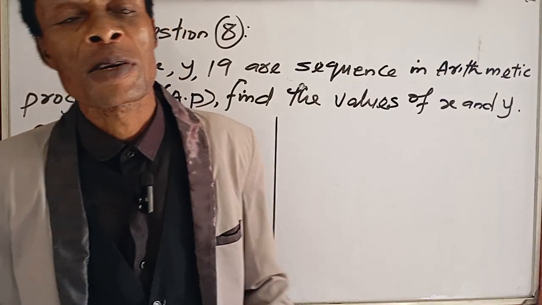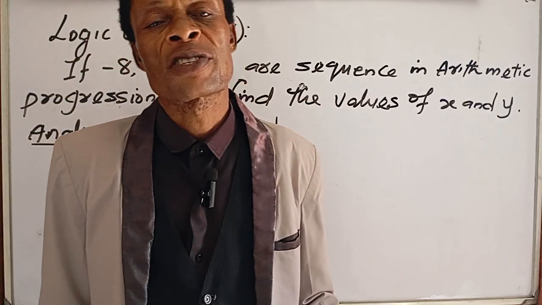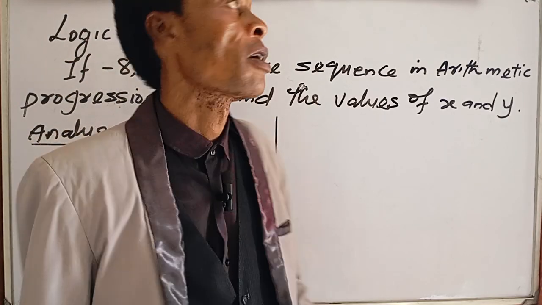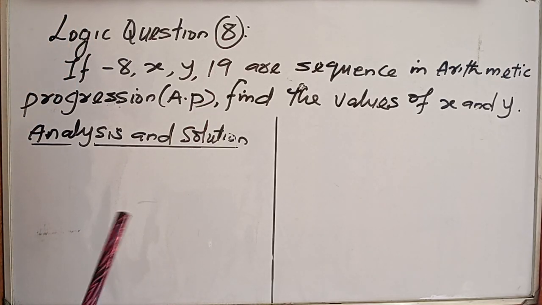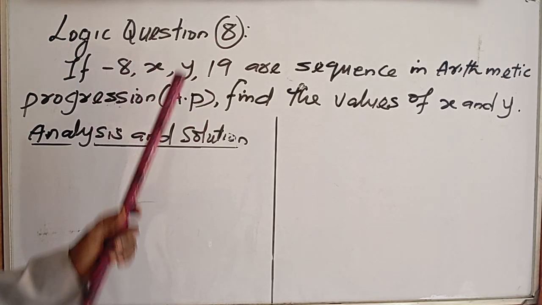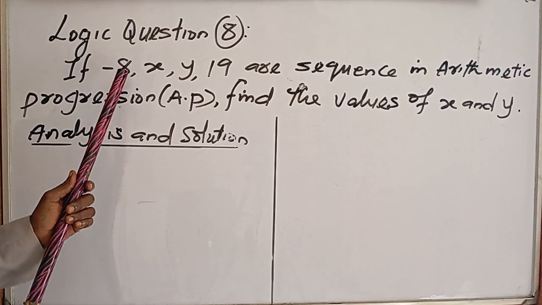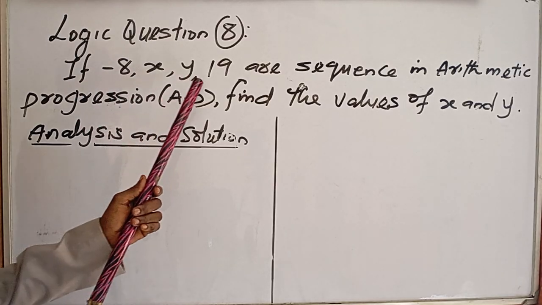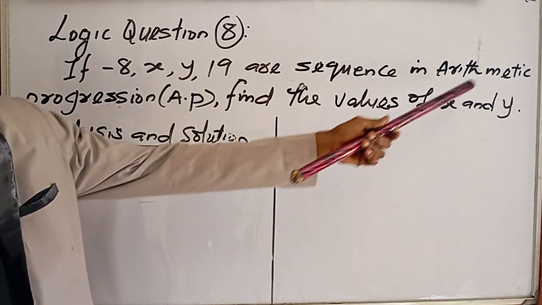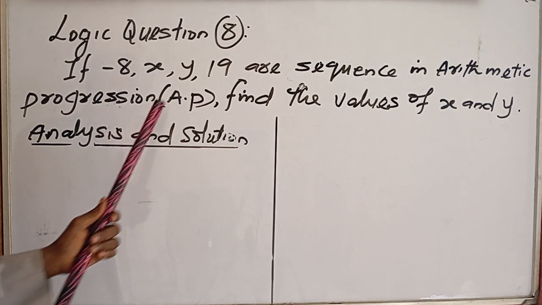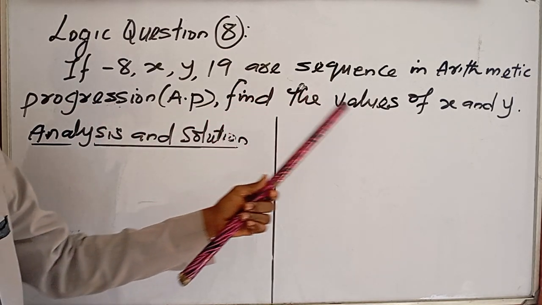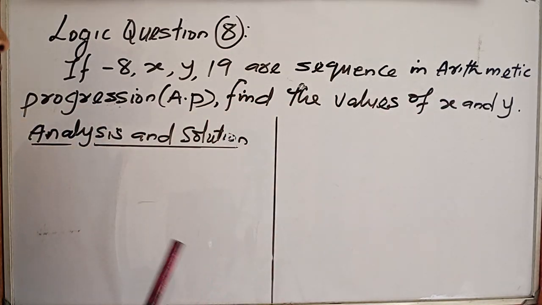So please, let's consider the interesting logic question 8. The question says, if negative 8, x, y, 19 are in arithmetic progression, that is AP, find the values of x and y.